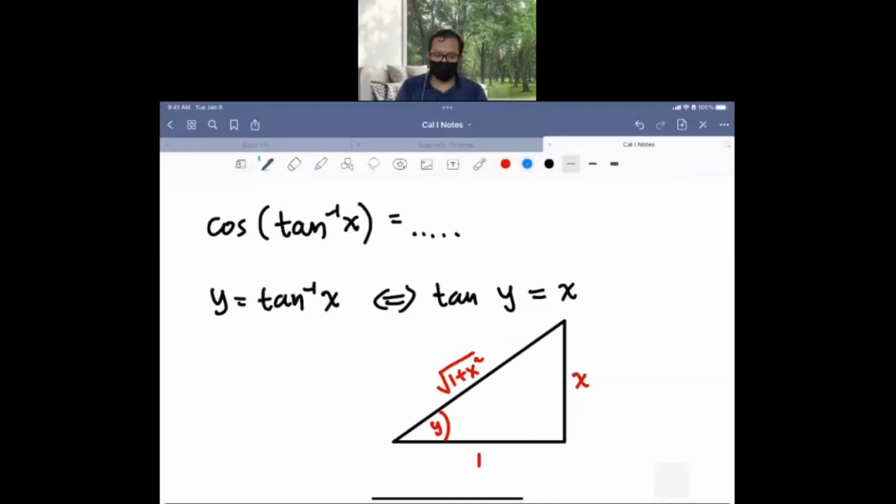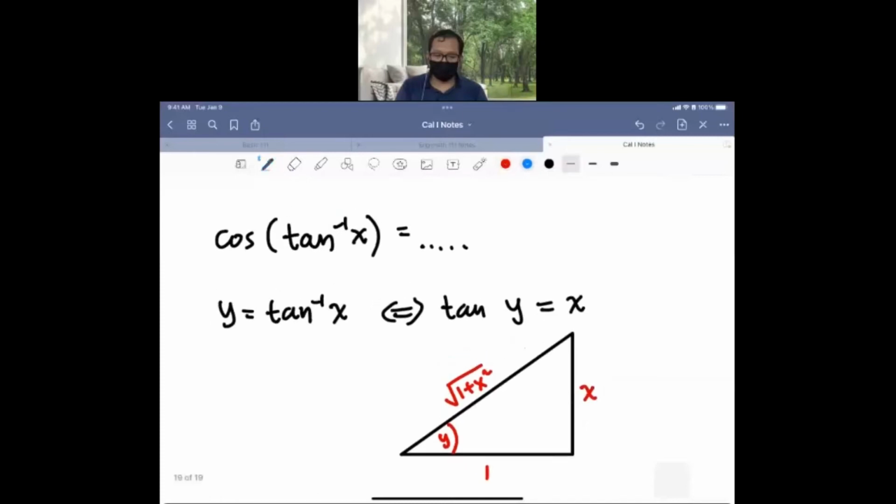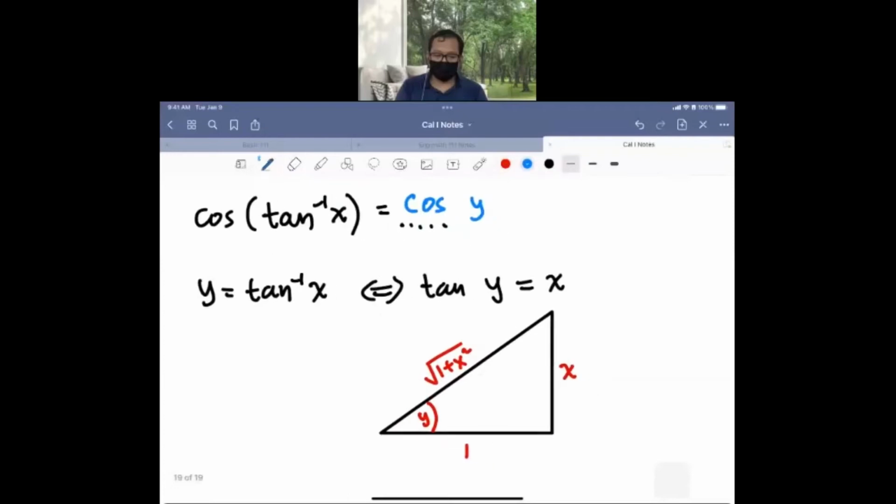So this tangent inverse is y, so this is actually cos y. What is cos y? It is adjacent over the hypotenuse, so we can write this as 1 over the square root of 1 plus x squared. That's the simplified expression for cos tangent inverse.